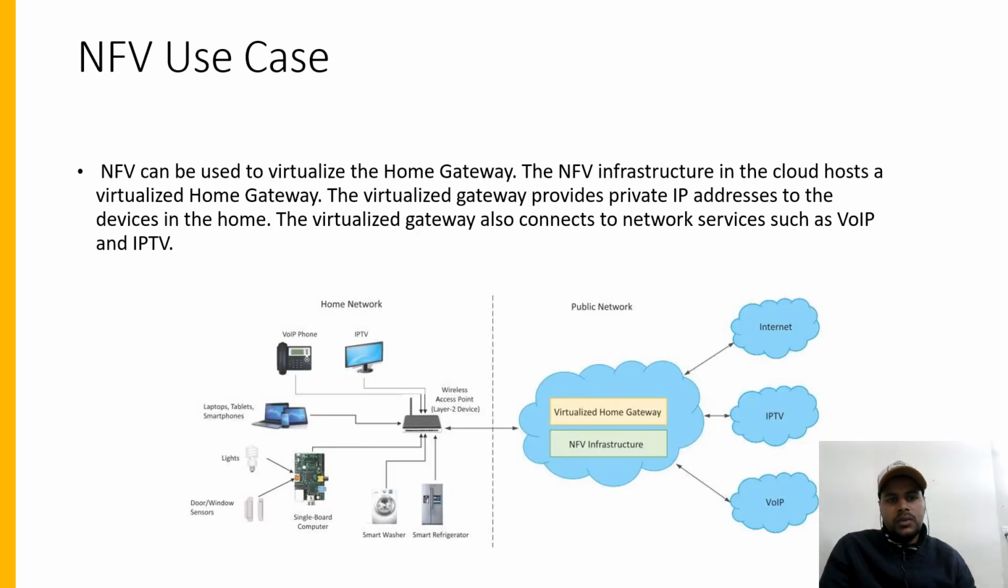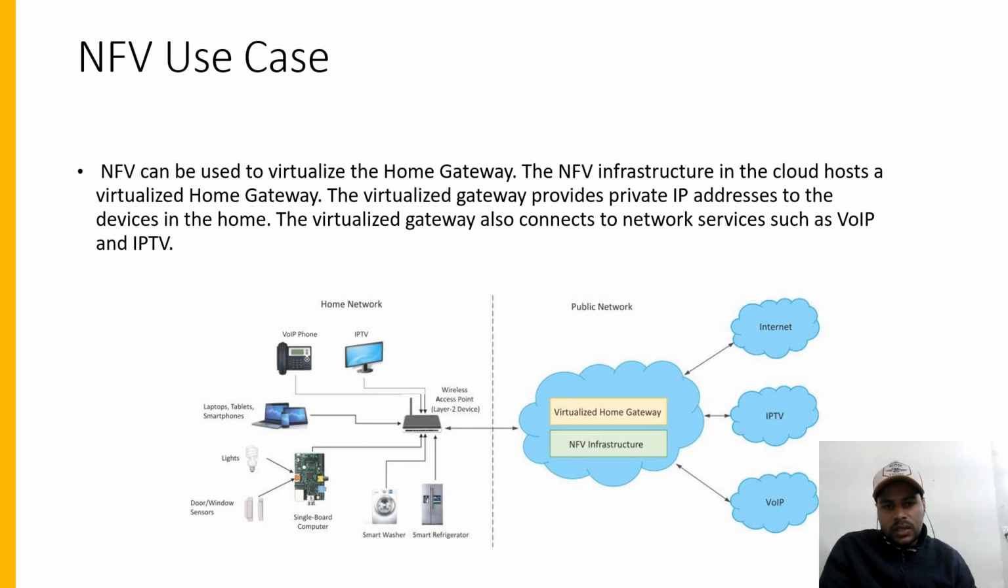This is an example of NFV. NFV use case: NFV can be used to virtualize the home gateway. NFV infrastructure in the cloud hosts a virtualized home gateway. The virtualized gateway provides private IP addresses to the devices in the home. The virtualized gateway also connects to network services such as voice over internet protocol and IPTV.